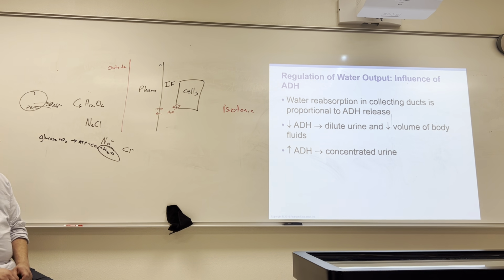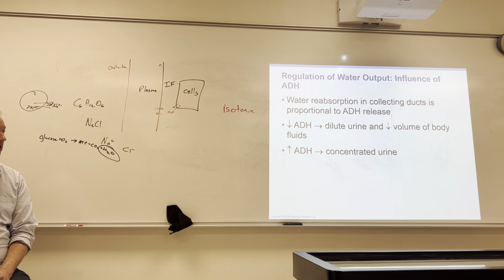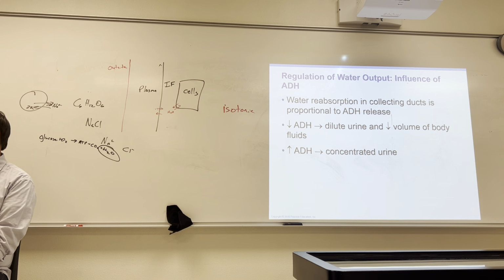Water reabsorption is proportional to antidiuretic hormone release. If you decrease the amount of antidiuretic hormone, like with alcohol, you have to pee more, you lose more urine, and body fluids go down. If you increase the amount of antidiuretic hormone, then your urine becomes more concentrated, and you reabsorb more water.